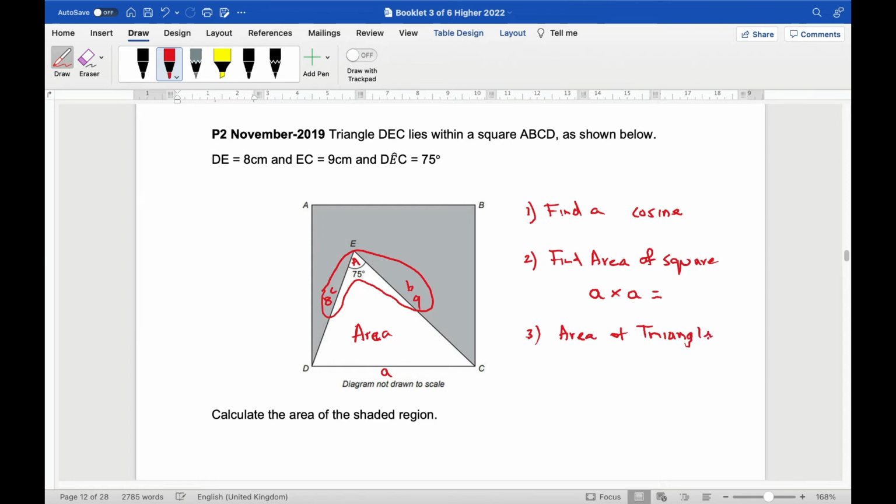Find the area of the triangle using half AB sine C. Okay, so using the same triplet as you used for there, and then take them away from each other. Because it's a triangle cut out from the square, isn't it? So I'll just put subtract.